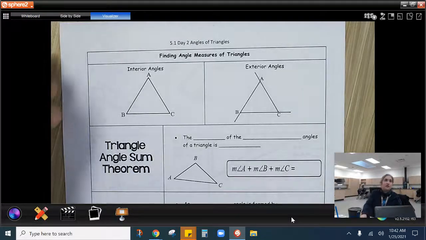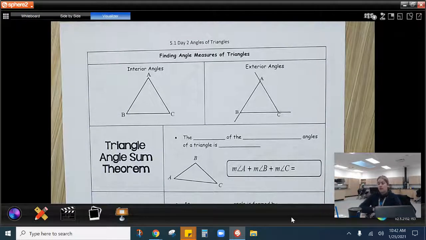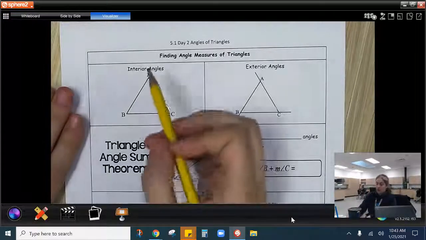Hello, geometry. So we are talking about angles of triangles. All right. So we learned already about how to name triangles based upon angles and their sides, and then how we can use that information to solve for variables. Today we want to talk about interior angles.